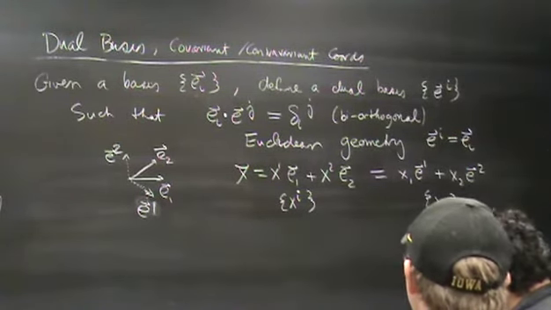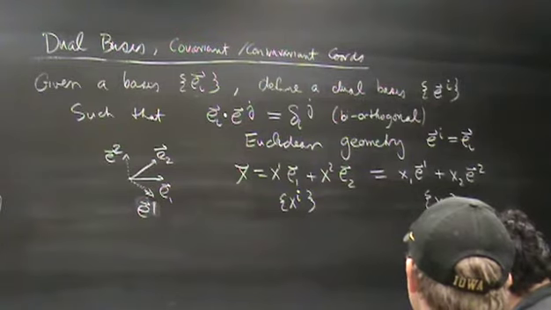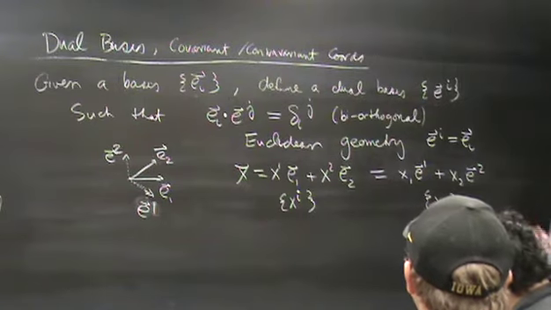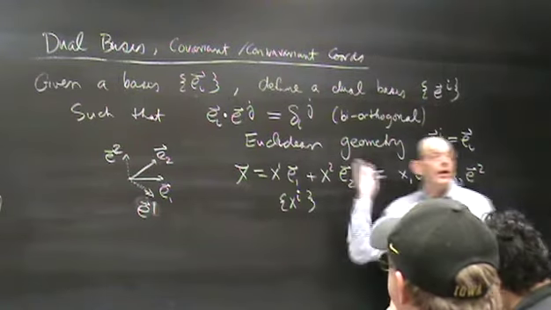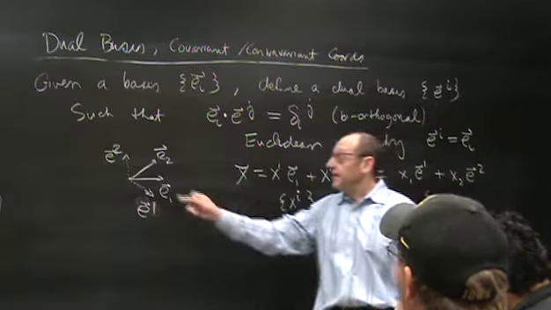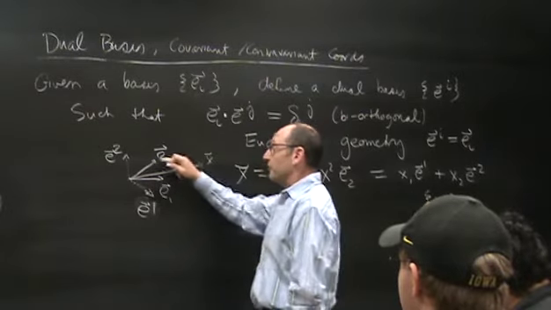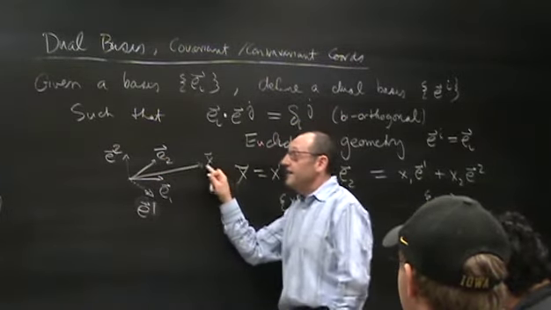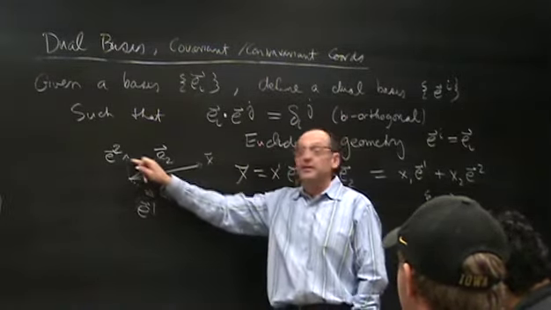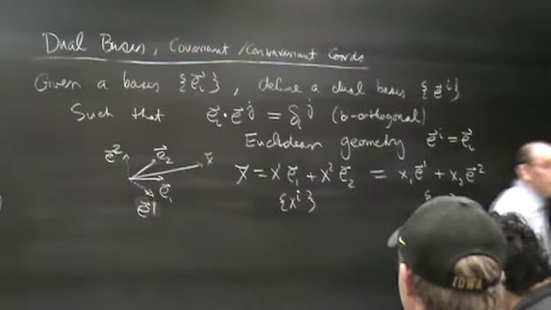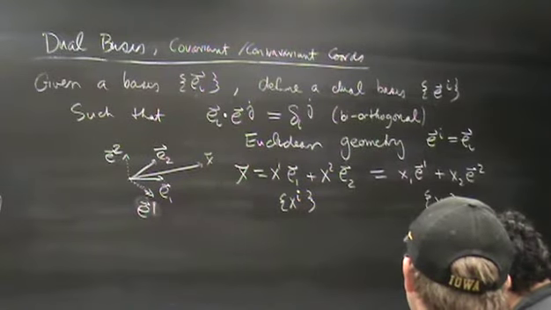In Euclidean geometry, they're the same set of coordinates because the dual is itself. But in a non-Euclidean geometry, they're different coordinates. They represent the same point in space. It's just the decomposition of some vector x with respect to this basis is different from its decomposition with respect to the dual basis. Okay?